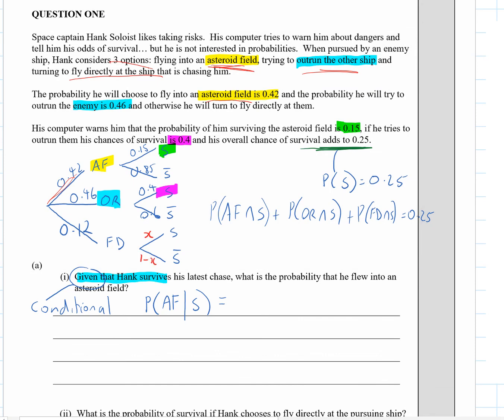The other piece of information that I do have in there is that the overall chance of survival is 0.25. And so I've written that like this: probability of survival is 0.25. And actually, to get that 0.25, I have to go asteroid field and survive, or I have to go outrun and survive, or I have to go fly directly and survive. So it's either that one, or it's that one, or it's that one, equals 0.25.